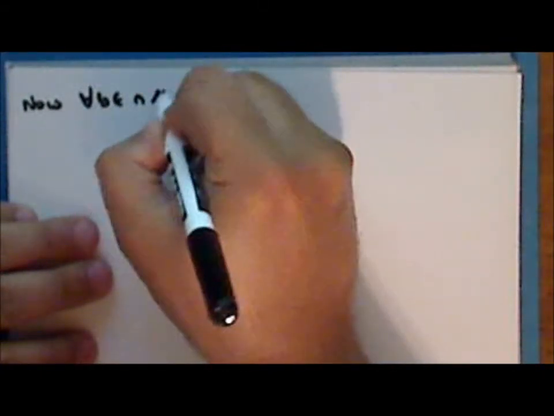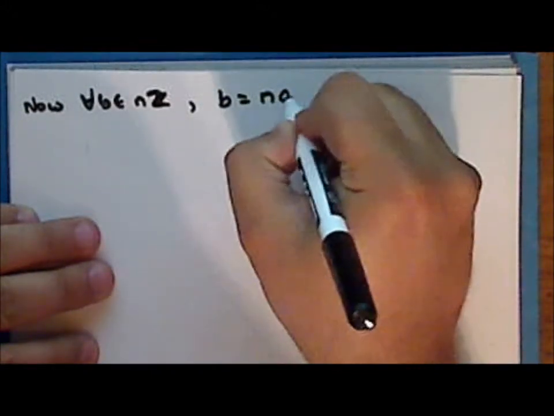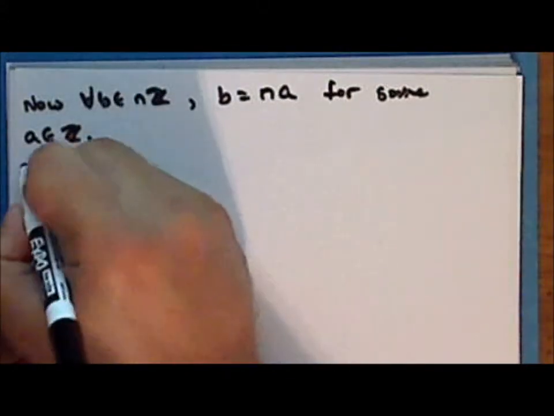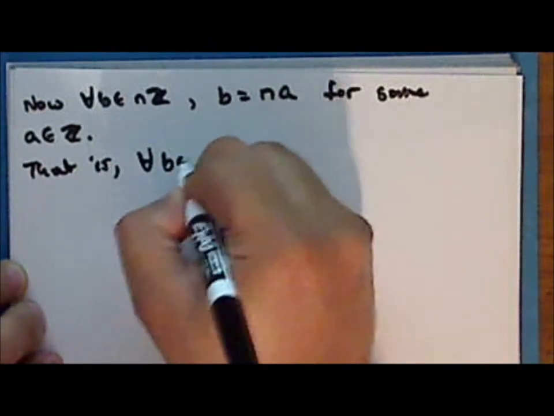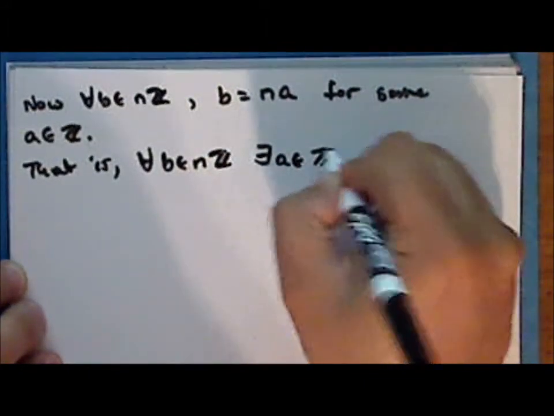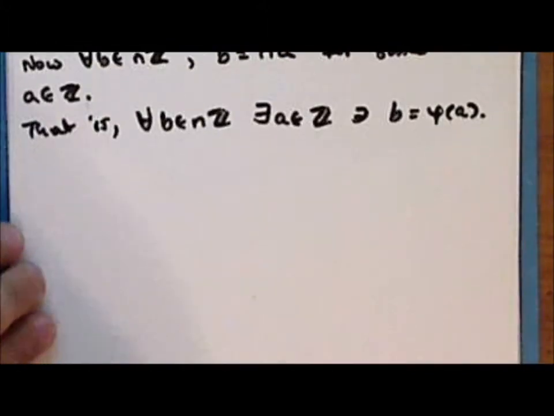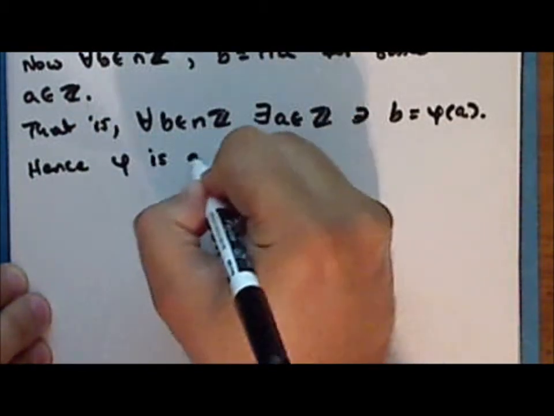Now for every element b in the set n times Z, b is equal to n times a for some integer a. That is, for every element b in the set nZ, there exists at least one element a in the set of integers such that b is equal to phi of a, and hence the function phi is a surjection.